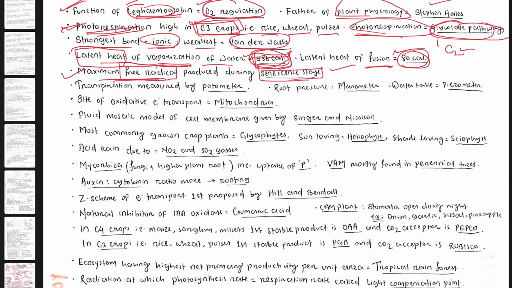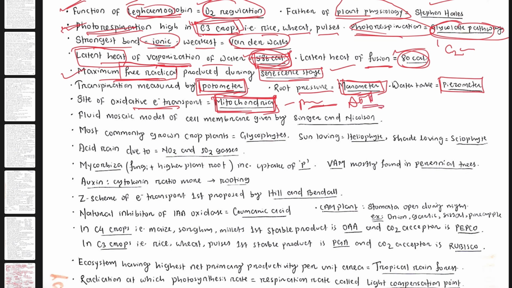And which instrument is used for transpiration measurement? That is potometer. Root pressure is measured by manometer. Okay, then water table in soil is measured by piezometer. Site of oxidative electron transport is mitochondria. Mitochondria is also known as the powerhouse of the cell. ATP is known as the energy currency or power currency of the cell.